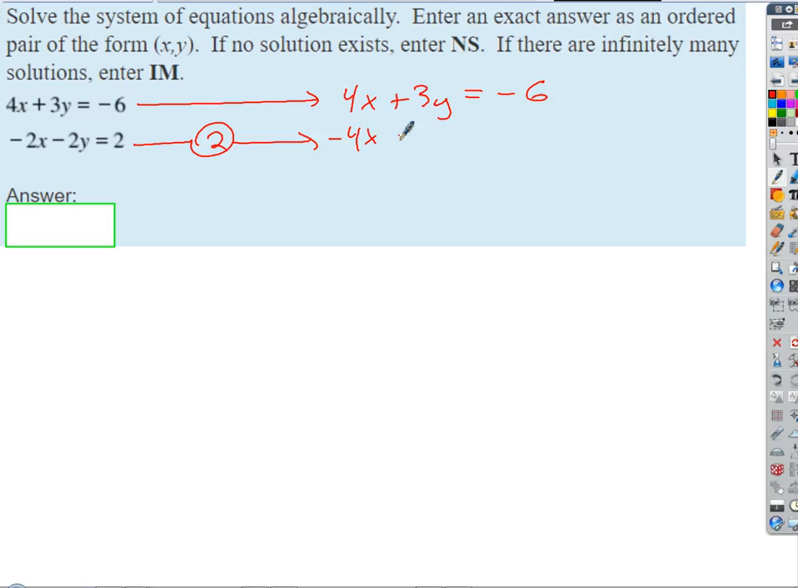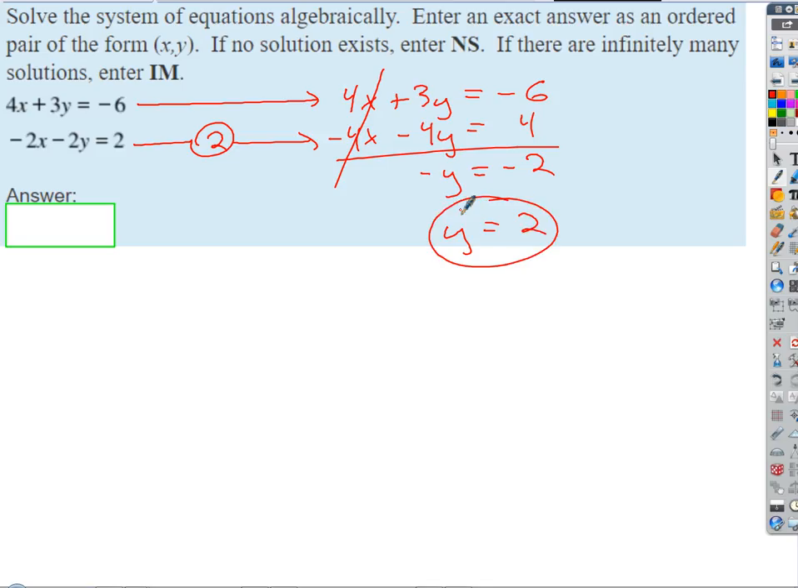-4x minus 4y equals 4. And then when I add those up vertically, sure enough, the x's cancel, right? What happens? 3y plus -4y is -y, and then -6 plus 4. So then what's y? 2. I multiply each side by -1 to get rid of the minus. Everybody agree? Or divide by -1, same thing. Everybody agree I get y equals 2?